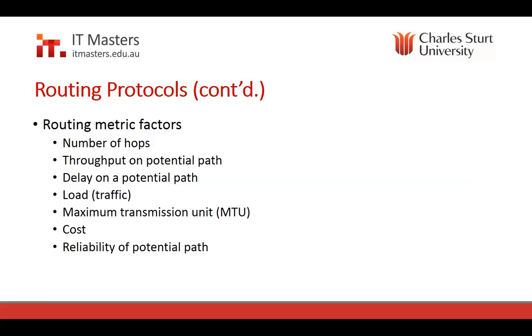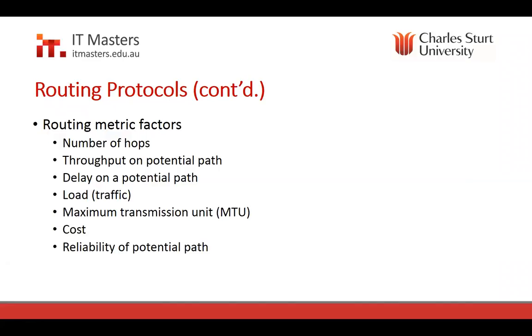So how many routers or how many different devices does it have to get through to get to the destination end? Number of hops. Throughput on the potential path. So in other words, how fast can we get through, or how much available speed there is. Delay on the potential path. So what is the likelihood that a packet's going to get delayed for whatever reason? It could be just latency.